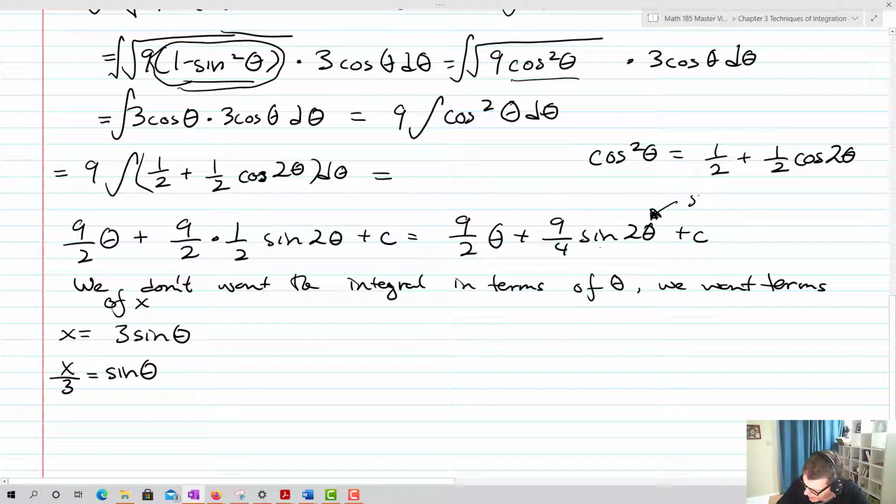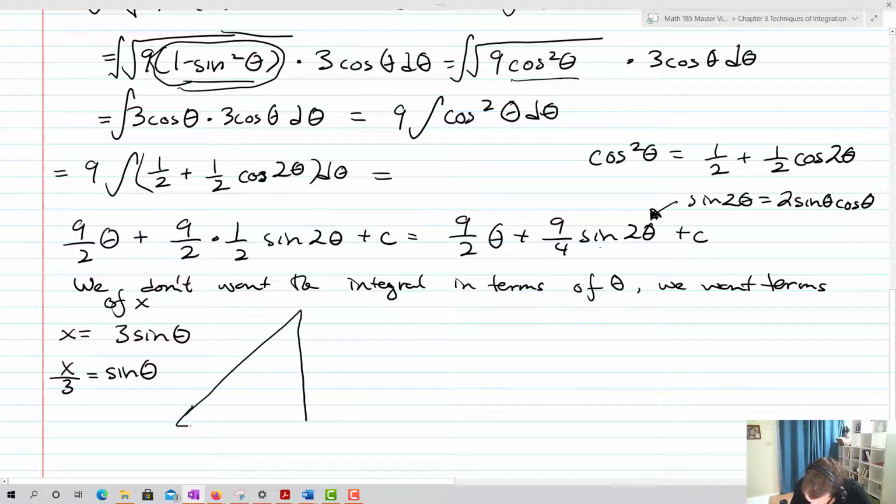So remember that sine 2 theta is going to equal 2 sine theta cosine theta, which is one of the things that we're going to have to transform this into. So x over 3 is going to equal sine theta, and then I'm going to draw a triangle to find cosine theta. So here's theta. Sine theta is x over 3, so here's x and here's 3.